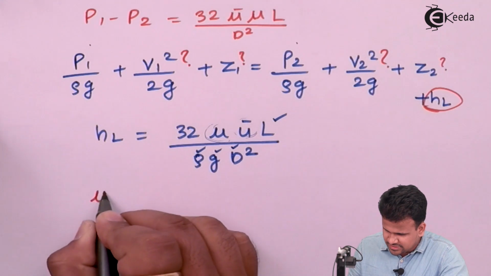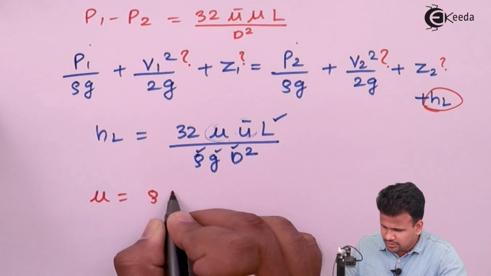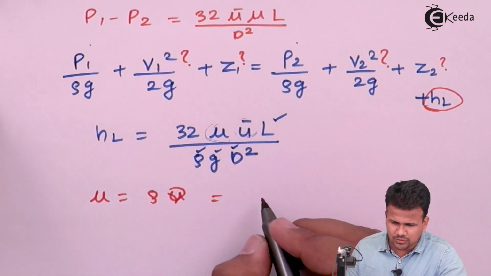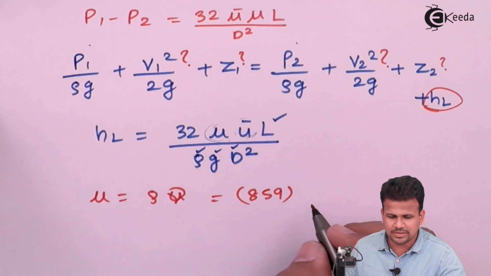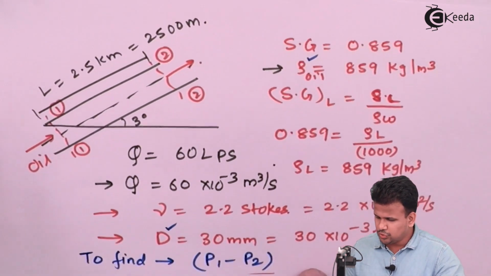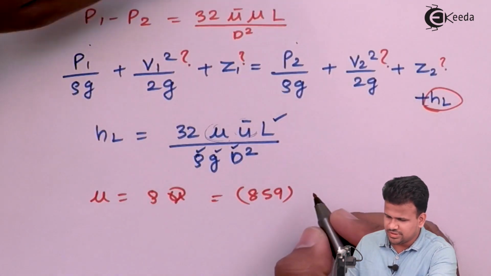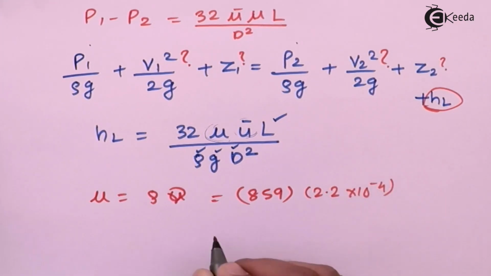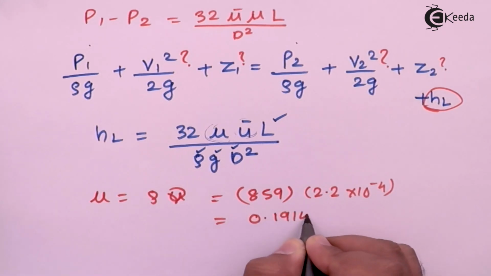So viscosity, this is the dynamic viscosity, will be equal to rho into nu. Rho has a value of 859 kg per meter cube, and the value of nu is equal to 2.2 into 10 to power minus 4. So let us substitute this. So this becomes 859 into 2.2 into 10 to power minus 4. So this will give you a value of 0.194 poise.